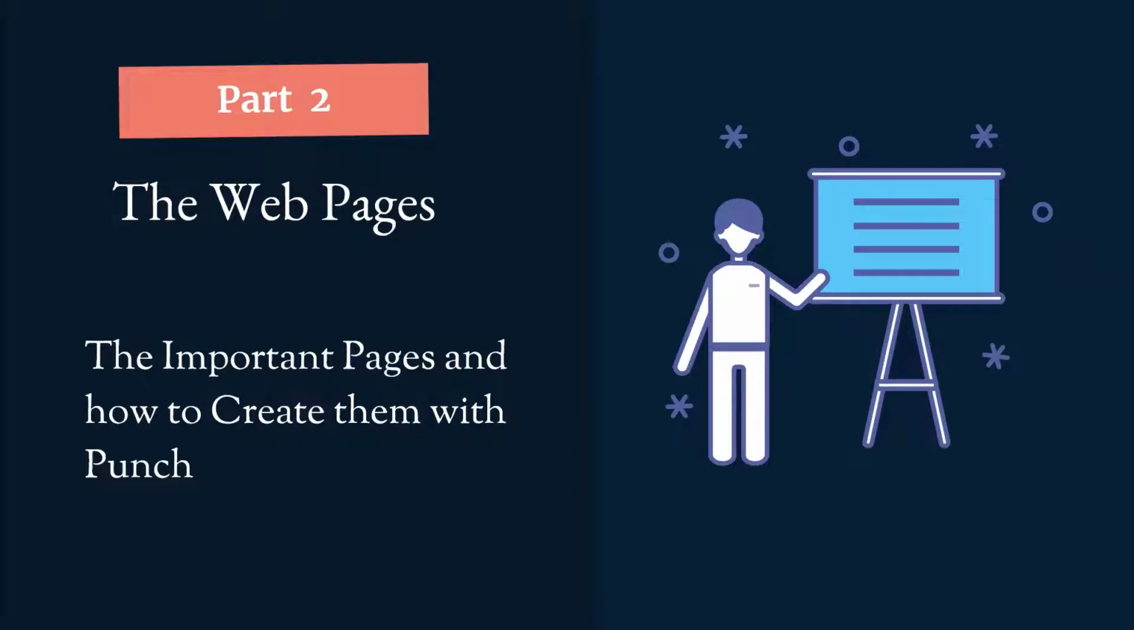The important pages and how to create them with a punch. There are about 5 important pages every virtual assistant should have. Some people might have a 1-page website, and that's fine. You can turn those pages into sections. Basically, the 5 things you really need to illustrate. Obviously, I think everyone's in agreement, the first one's going to be the home page. You can't really avoid the home page.